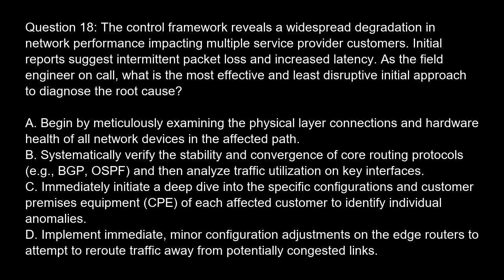Option A. Begin by meticulously examining the physical layer connections and hardware health of all network devices in the affected path. Option B. Systematically verify the stability and convergence of core routing protocols, e.g., BGP, OSPF, and then analyze traffic utilization on key interfaces. Option C. Immediately initiate a deep dive into the specific configurations and customer premises equipment, CPE, of each affected customer to identify individual anomalies. Option D. Implement immediate, minor configuration adjustments on the edge routers to attempt to reroute traffic away from potentially congested links.